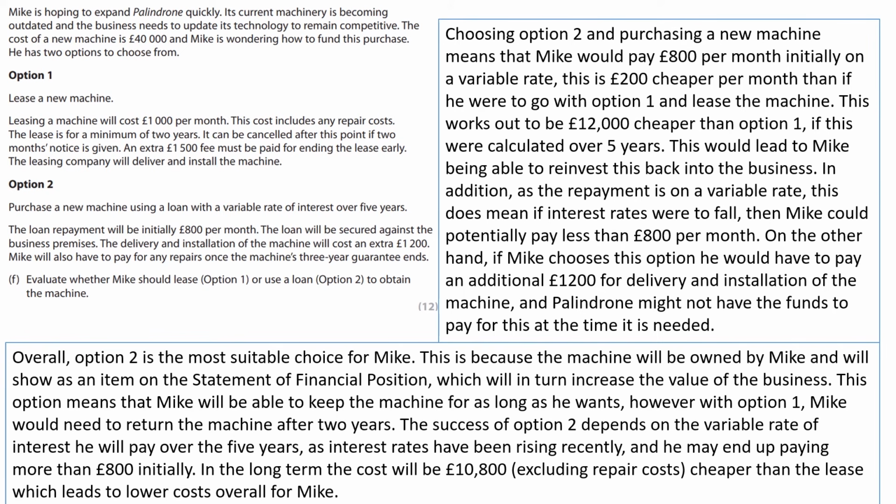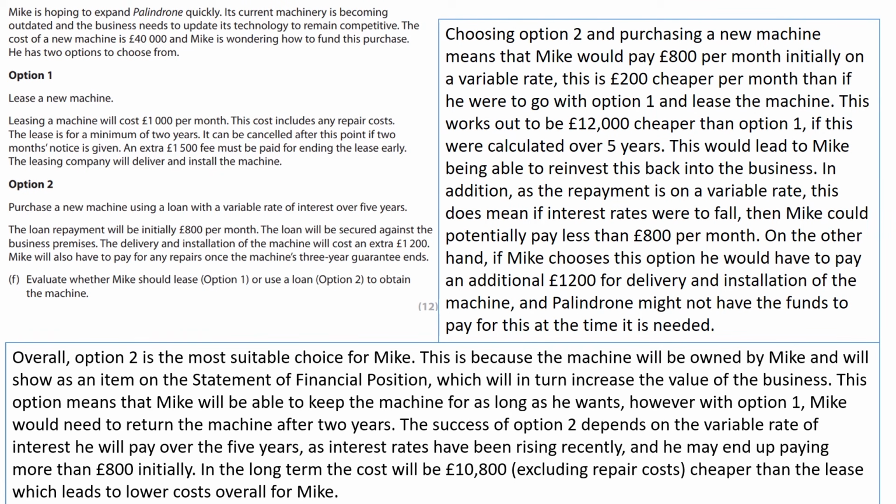In addition, as the repayment is on a variable rate, this does mean if interest rates were to fall, then Mike could potentially pay less than £800 per month. On the other hand, if Mike chooses this option, he would have to pay an additional £1,200 for delivery and installation of the machine. And Palindrome might not have the funds to pay for this at the time it is needed.